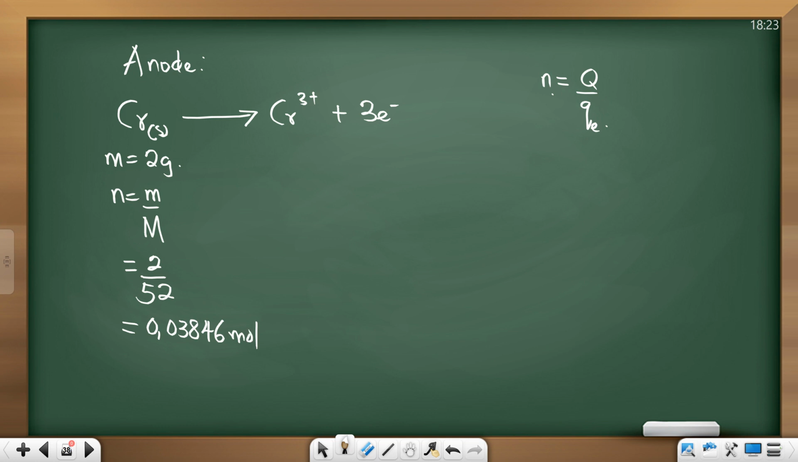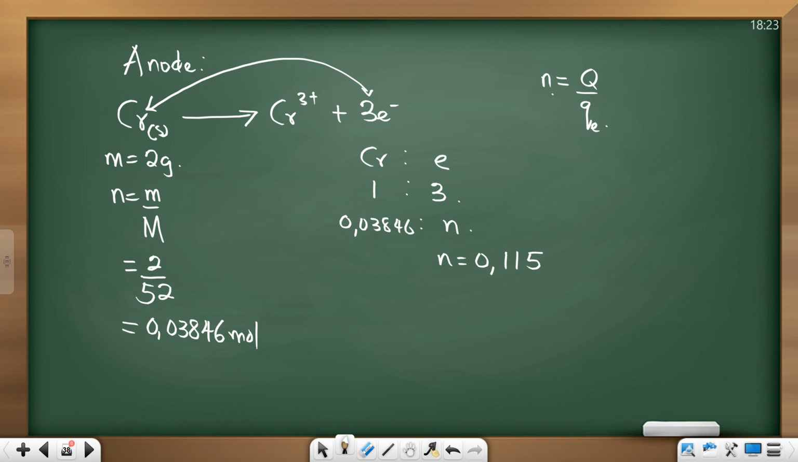Step 1. What is step 2? Mole ratio. Do you remember we are looking for N, right? So it is Cr and electrons. The ratio is 1 to 3. 0,03846 to N. Can we cross multiply? We multiply that by 3, right? What are we going to get? 0,1153. All right, 0,1154. Thank you.